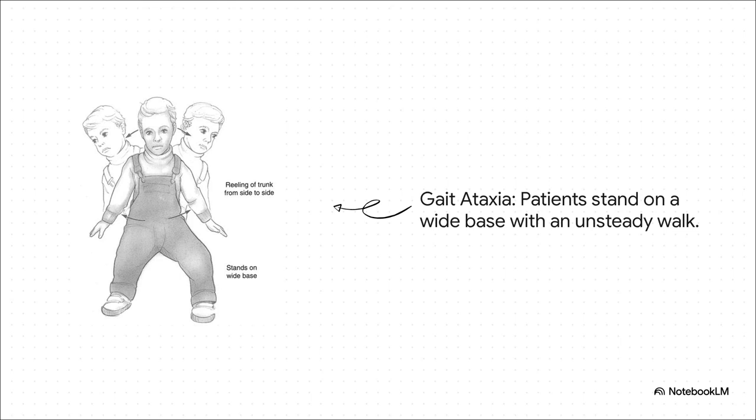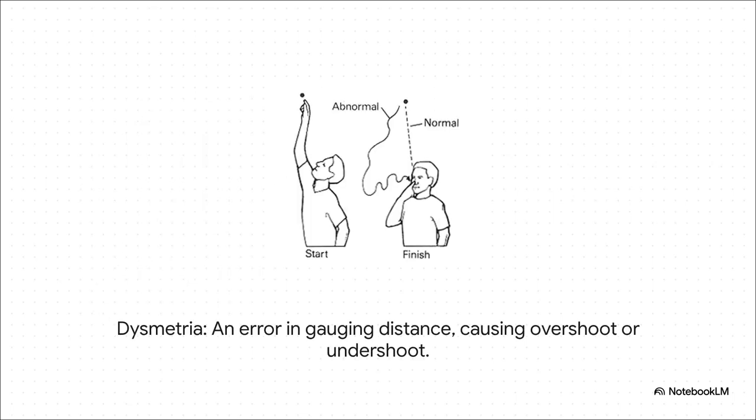One of the most common signs you'll see is something called gait ataxia. As this illustration shows, it's basically an unsteady, uncoordinated walk. Patients often stand with their feet wide apart to improve their stability, and they might reel from side to side as they walk, looking a lot like someone who is intoxicated. Another classic symptom is dysmetria. This is an error in judging the distance and direction you need to reach a target. This diagram shows it perfectly. You can see the normal, direct path to a target compared to the abnormal, wavering path of a patient with dysmetria. This often causes them to overshoot or undershoot their target.